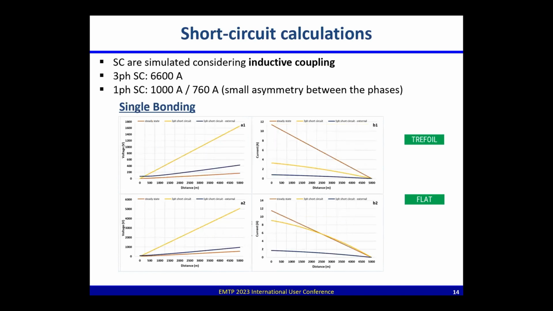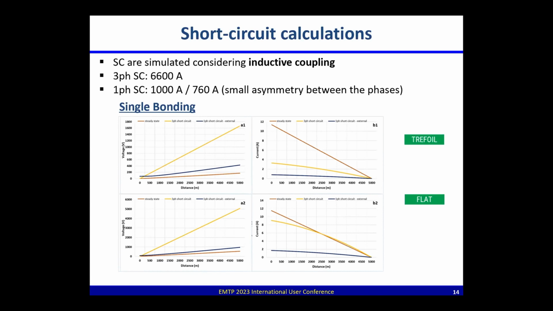Now for the single point case, again, we see that the voltages, because they are mostly influenced by the inductive coupling, are the lowest at the steady state, of course. Next comes the single pole ground case, and finally the three-phase case. Of course, we get higher voltages because of the level of the current. We have here 1000 amperes, and for the three-phase case we have 6.6 kiloamps.